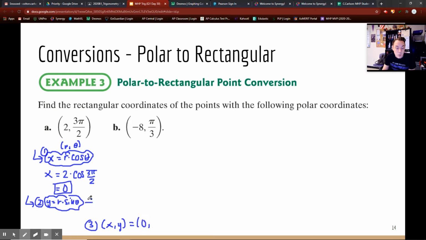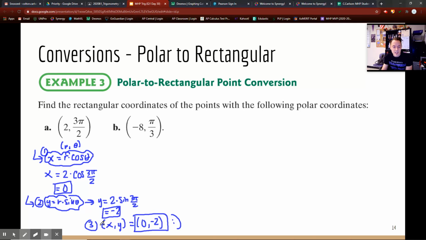Perfect. What I have here is y equals, and then my r is 2, and then sine of 3 pi all over 2. Now, sine of 3 pi over 2 is actually negative 1, so that means it's going to be negative 2. So that means this is my coordinate point. The smiley face is where my actual answer lies. That is my point. Okay? Not too terrible, right? Very straightforward.